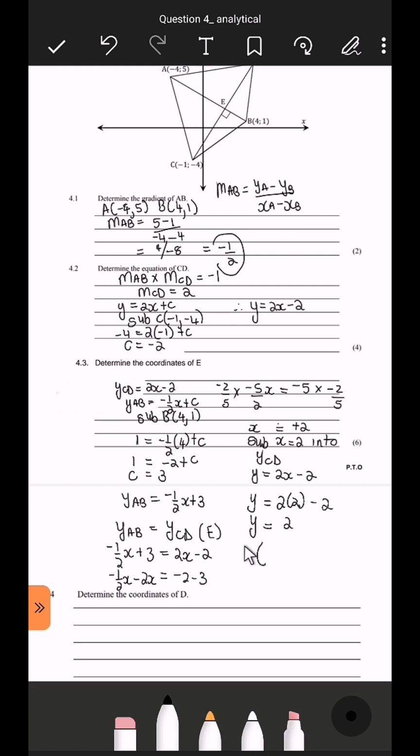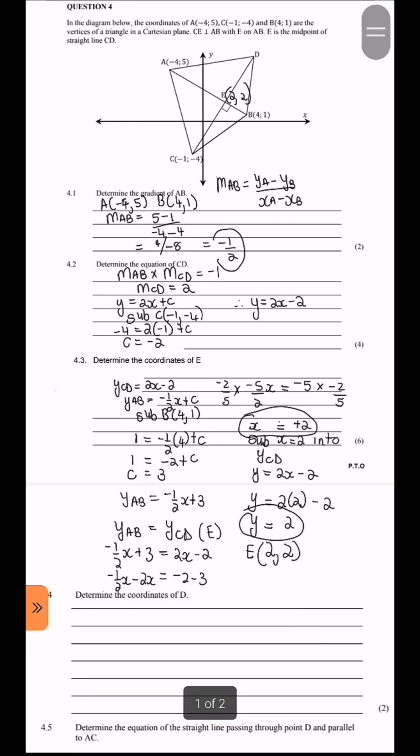It is important to remember that they ask for coordinates of E, therefore you should leave your answer in terms of coordinates. So we've calculated that our x value equals 2 and our y value also equals 2.